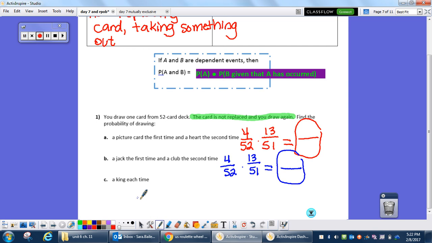Okay, and then your last example, probability of getting a king each time. So that's 4 out of 52. Now, you have to remember, you have to assume that A occurred. So if you pick a king, you only have 3 kings left. And now you have 51 cards left. And so check out what that simplifies to.